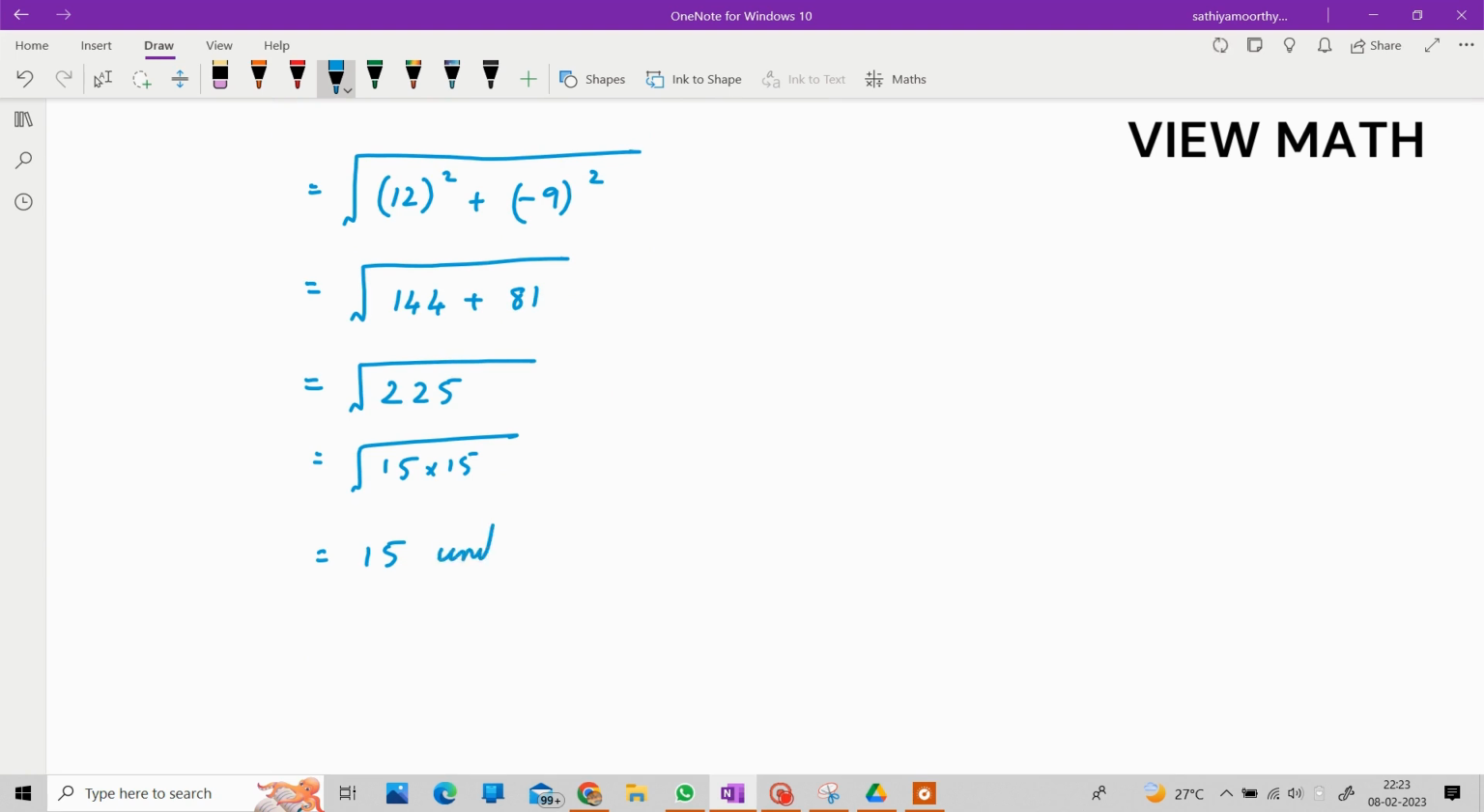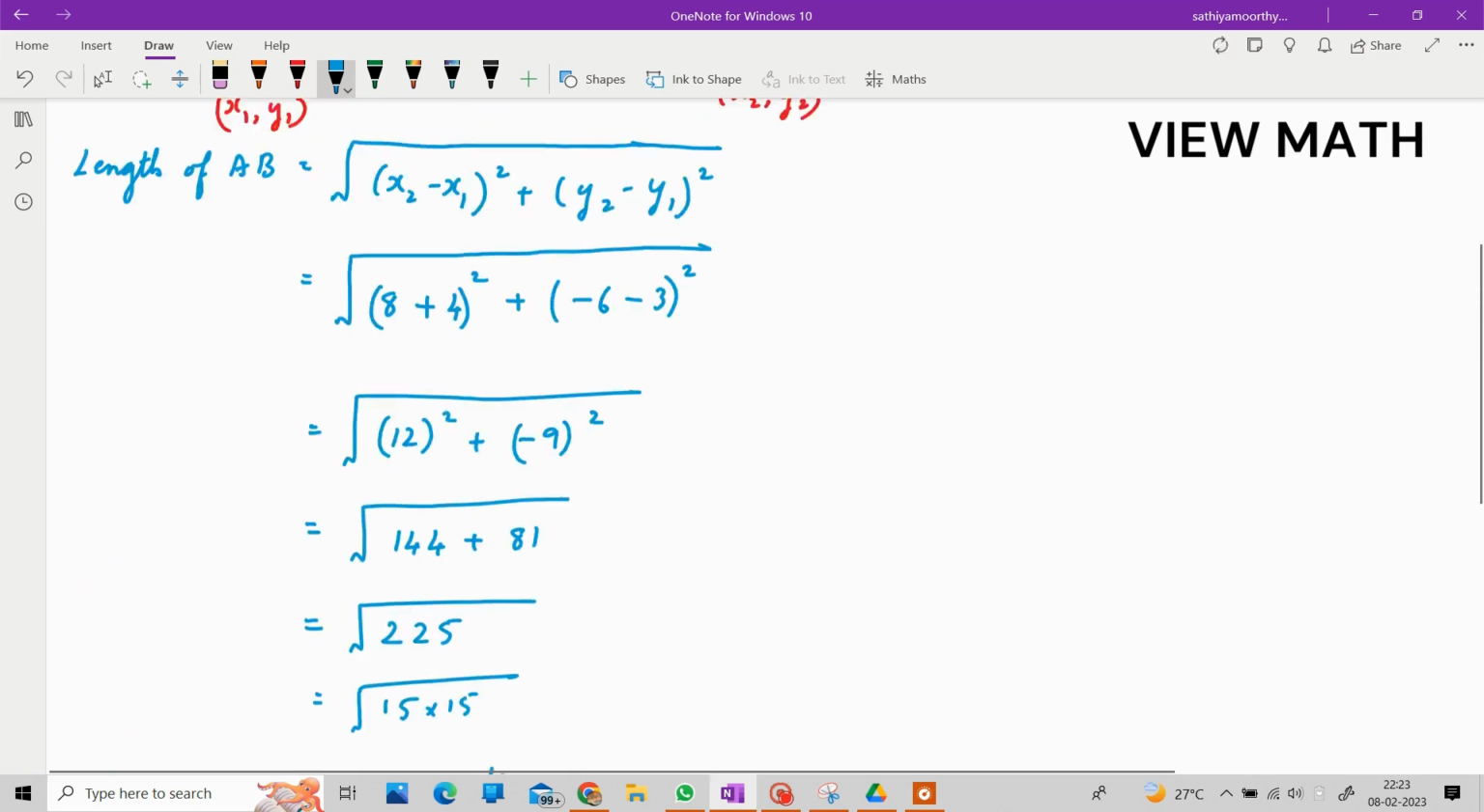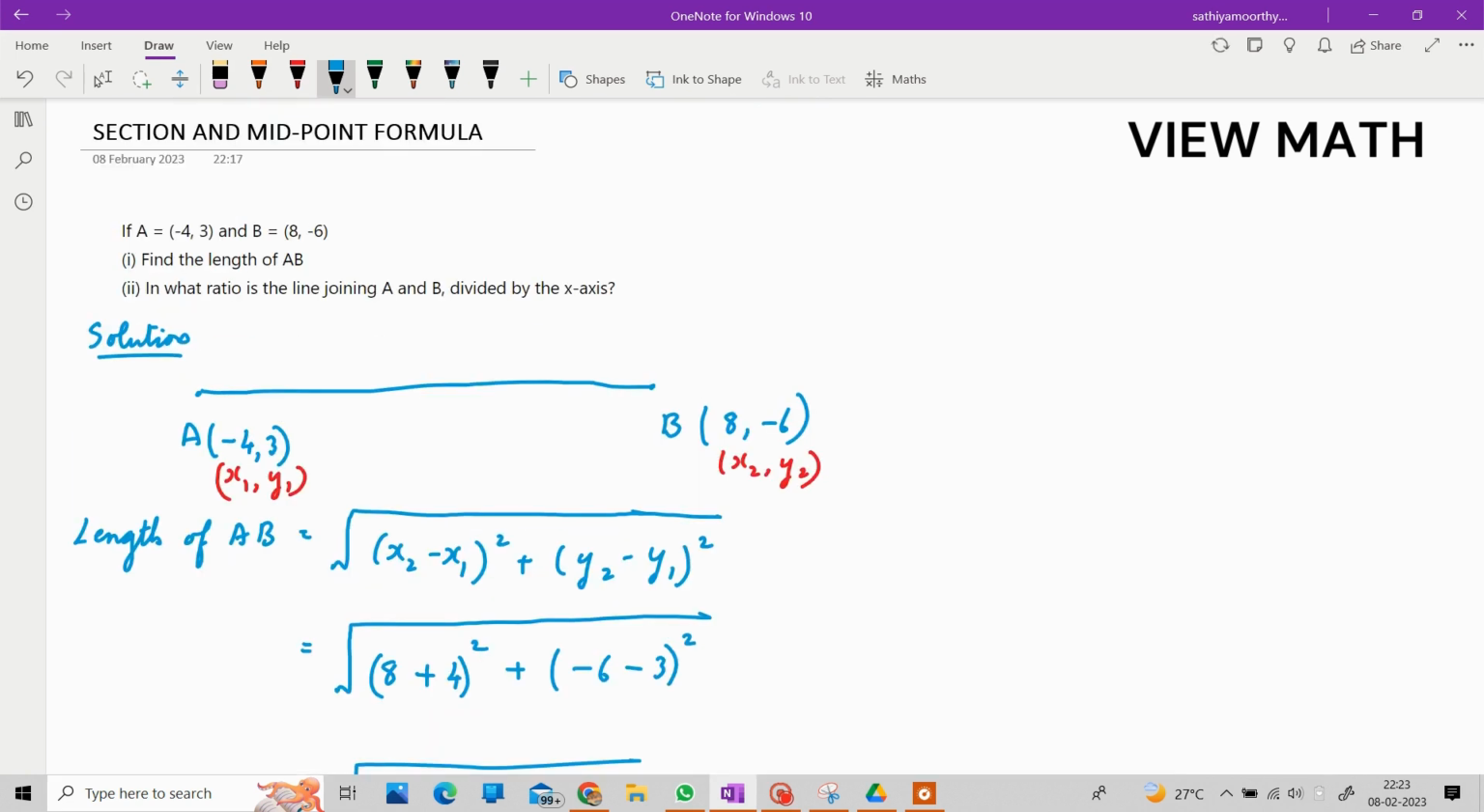We should write units because they are asking us to find the length. So the length of AB they are asking us to find out, and we have found that the length of AB is 15 units. So in the second subdivision, what they are asking us to find out is in what ratio the line joining AB is divided by the x-axis.